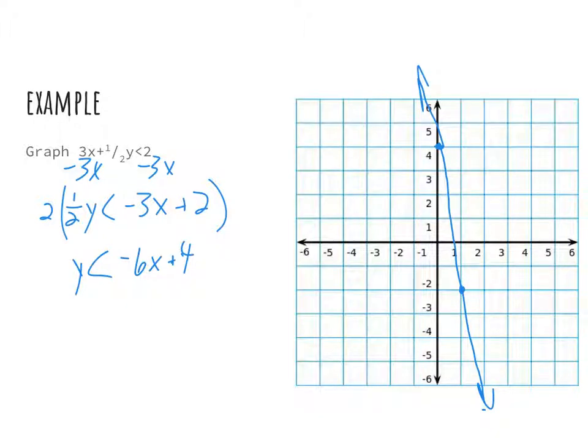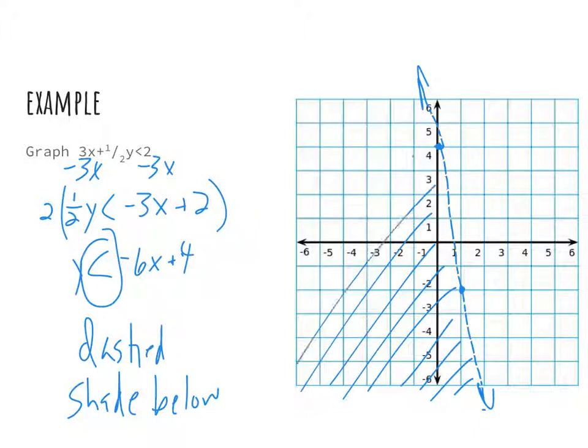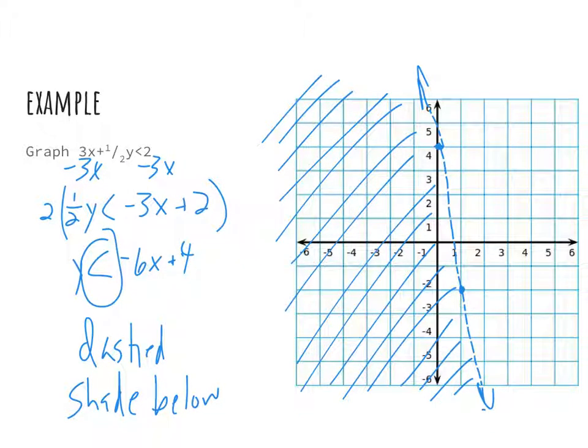best as I can. And now from there, I look at my inequality. It does not have the or equal to on it, so it'll be a dashed line. So I can go and just make this a dashed line instead of a solid line. Again, that's because it does not have the or equal to on it. And it's a less than, so I'm going to shade below. So that's going to be down here, shading below my line. So dashed line shaded below.